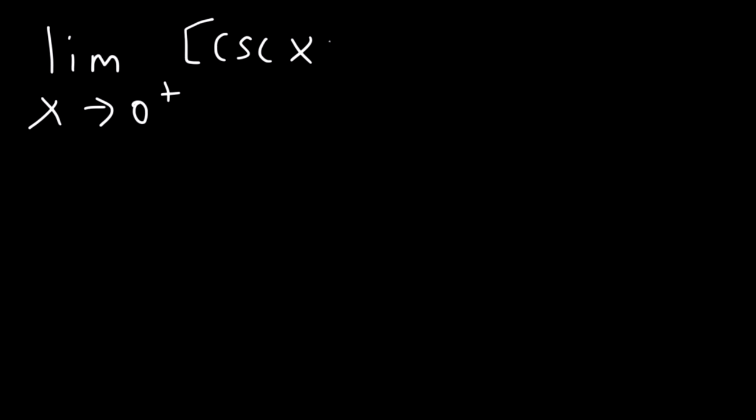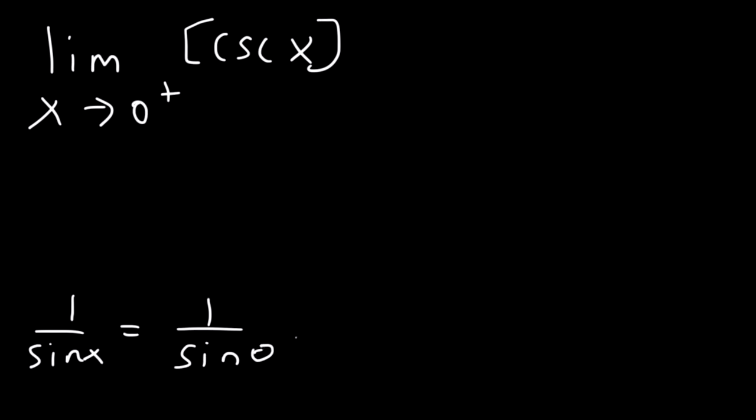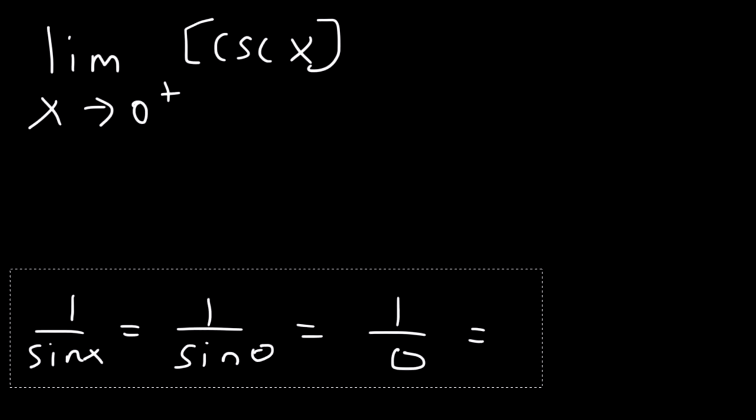Now what about this one? What is the limit as x approaches 0 from the right of cosecant x? Now keep in mind, cosecant is 1 over sine, and sine of 0 is 0. 1 over 0 is undefined. But since we're approaching 0, chances are our answer is going to be positive or negative infinity. So let's find out which one.